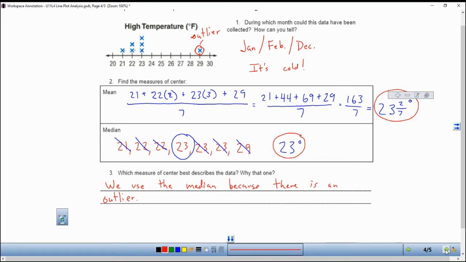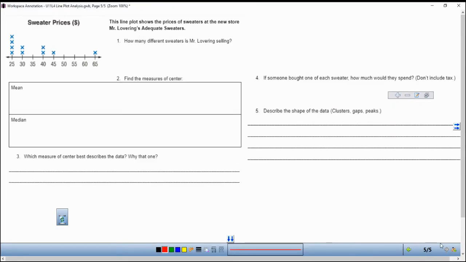All right, we got one more here we're going to take a look at, and that's the sweaters shop I own. It's called Mr. Lovering's Adequate Sweaters, and this is a line plot showing the prices of sweaters at the new store. So each price represents a different sweater, I guess. So 25 is one sweater. There's one sweater for 30, one for 40. So these are the sales. This is how many sweaters I've sold.